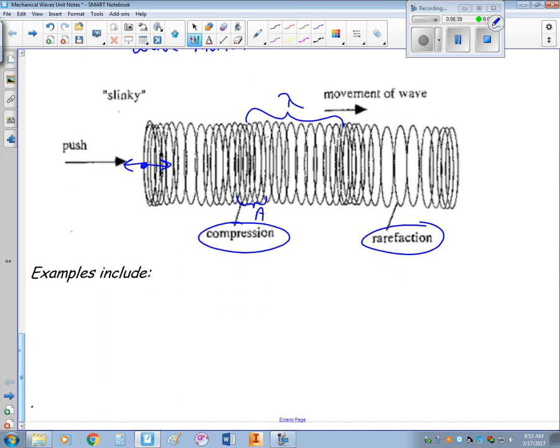So some examples. Very important example, sound. Sound is a longitudinal wave. Another type, certain types of earthquakes.